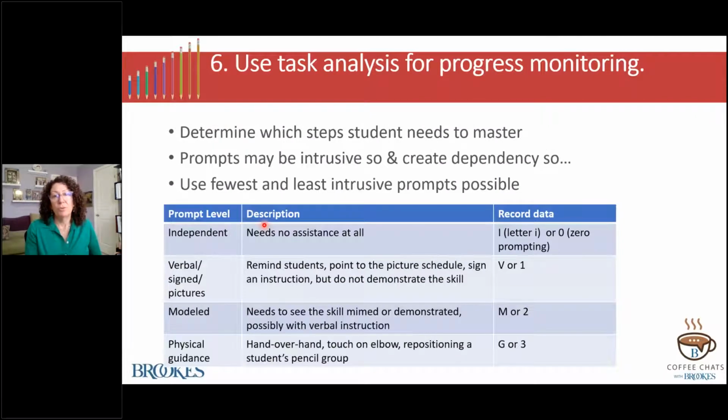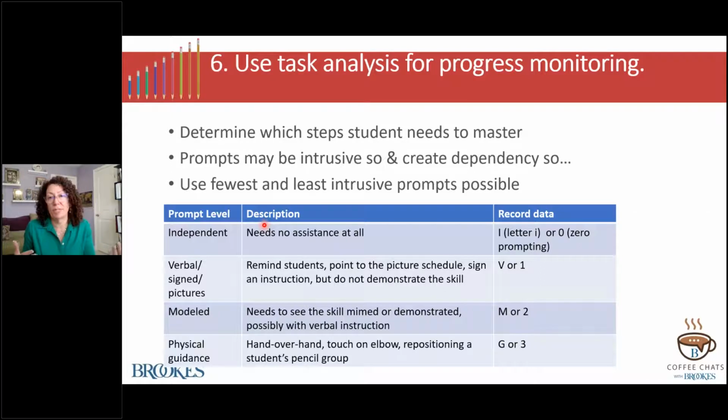We want to use task analysis for progress monitoring. The whole topic of my book is about progress monitoring. So of course, this is the direction I'm going to go when we think about which steps the students need to master. We've got these 10 steps for brushing your teeth. We don't have to spend any time teaching the 3 steps the student can already do alone.